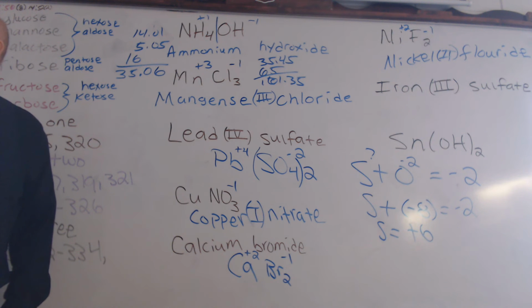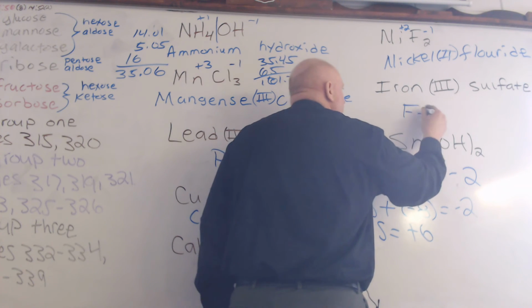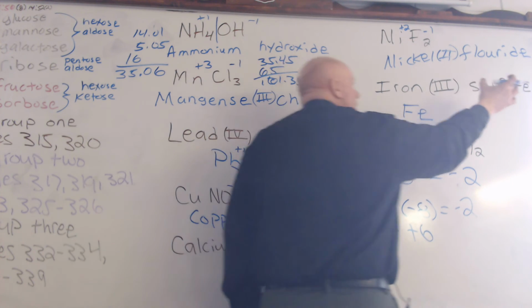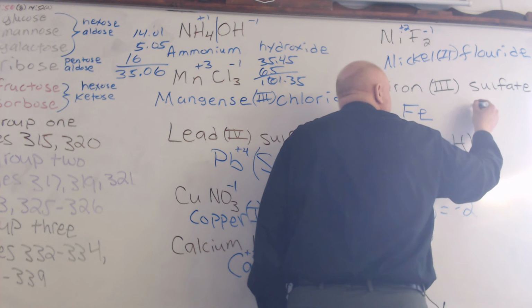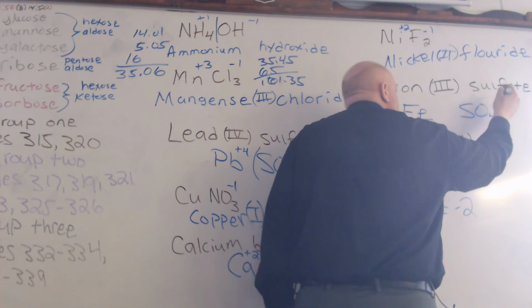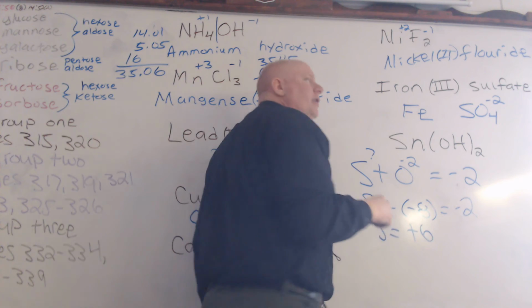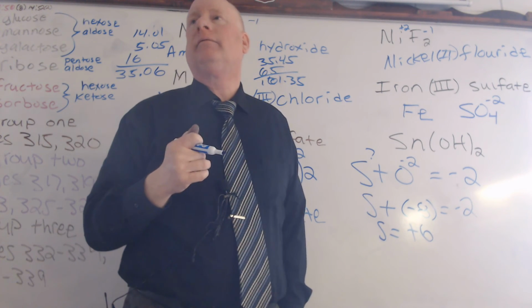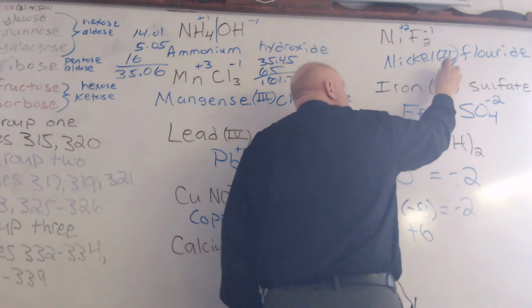Iron has a symbol of what? Fe. Okay. Sulfate has a formula of what? Okay. So what's the charge of sulfate? Okay. What's the charge? Iron is either what or what? +2, +3. Okay. So which one are we going to put in here because of that? +3.